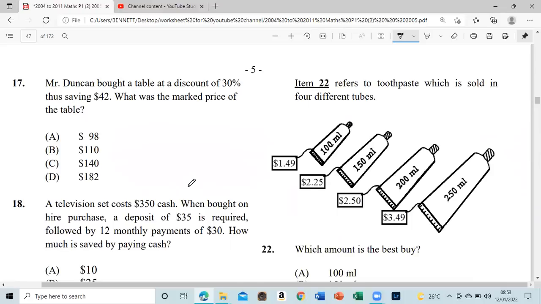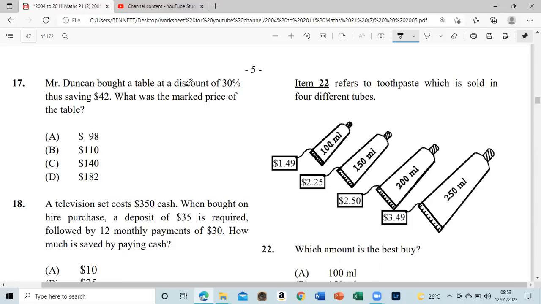Mr. Duncan bought a table at a discount of 30%, thus saving $42. What was the marked price of the table? Now, guys, if you're going to the exam, you can use the 30% here. You can save $42, all right? Right, let's work it out right now.